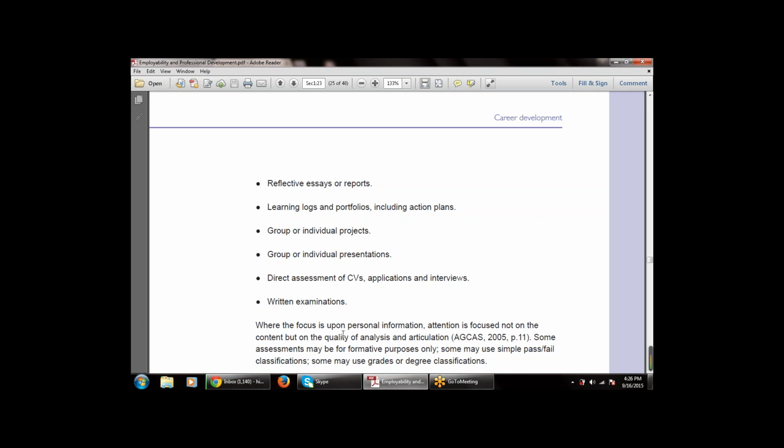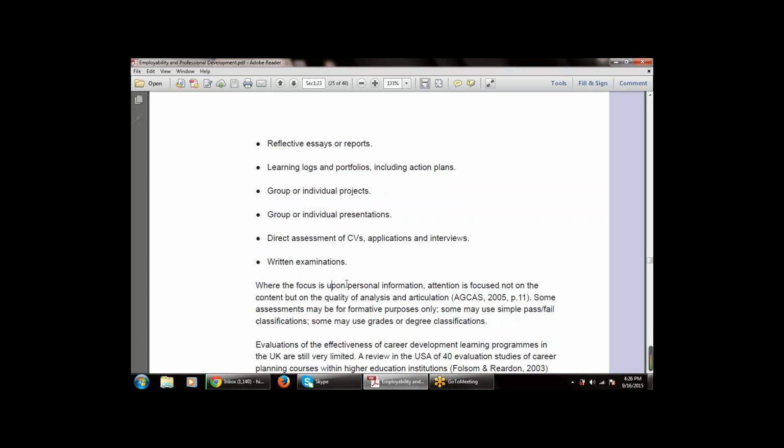Then the direct assessment of CVs, applications and interviews, that is, there will be direct assessment of the various CVs, that is the curriculum vitae, applications and interviews. Then next is the written examination, which is also possible to take, and that is the next part.